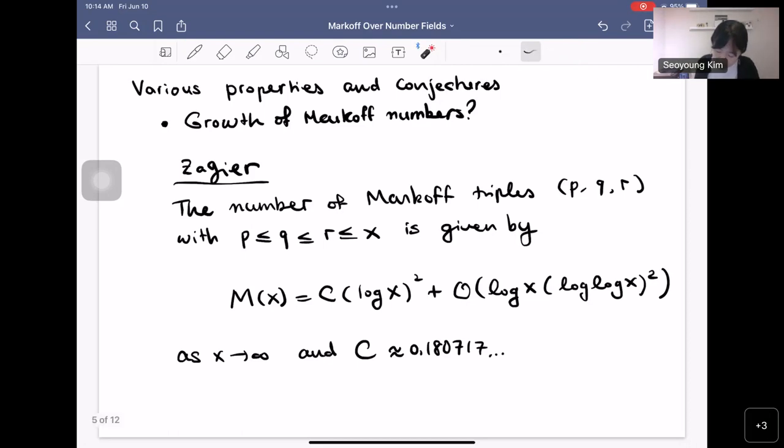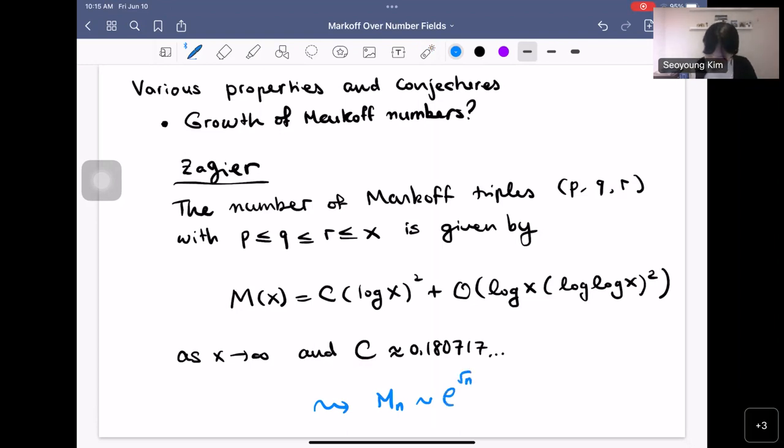Whenever the largest number in the triple is bounded by x, the number of all the triples which satisfy that is approximately a constant times log x to the power of 2 plus some extra terms which are dominated by the main term as x tends to infinity. Interestingly, this constant is roughly 0.180717. And this means that if I describe the nth Markov number as m_n, then this is roughly going to grow like e to the power of square root of n.